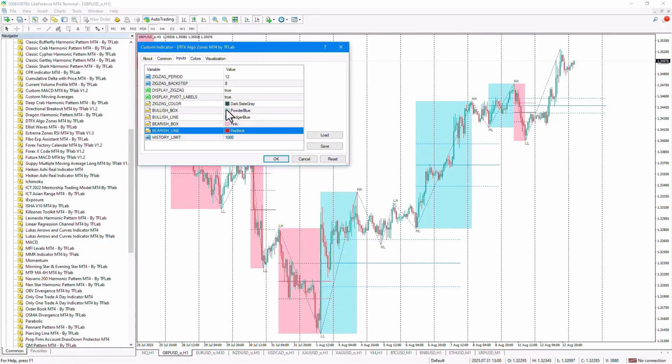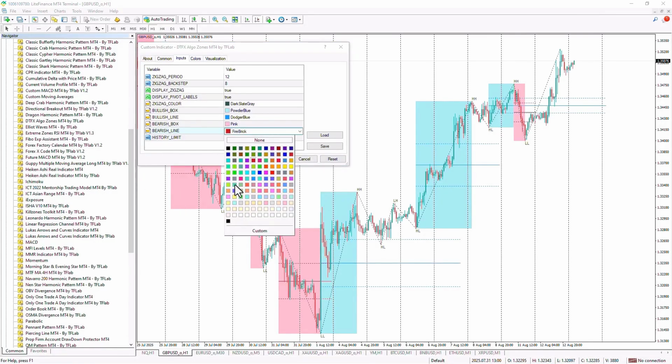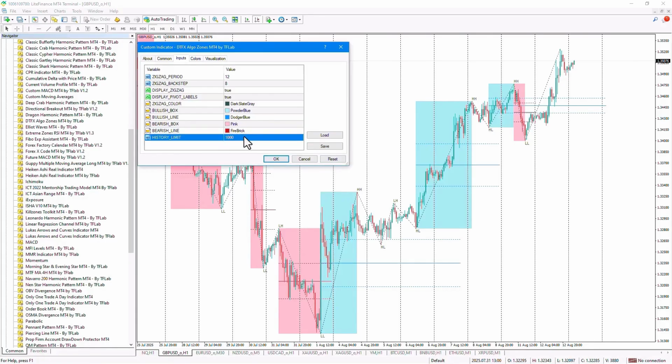In the next section, we can change the display status and color of each part to our preferred color. In the first input of this section, we can change the color of the zigzag lines. In the next input, we can change the color of the bullish boxes. In the following input, we can select the color for drawing the bullish lines as we wish. In the next input, we can choose the color of the bearish boxes and the bearish lines as we like. And finally, in the last input, we can set the maximum limit for the number of candles to be analyzed. By default, it is set to 1000 candles, and the indicator will analyze up to 1000 candles and display the pivots.